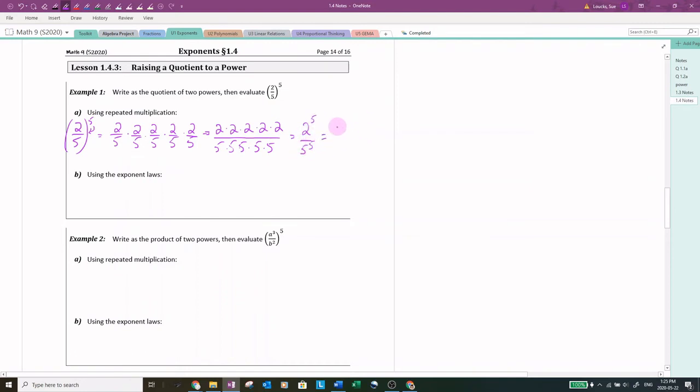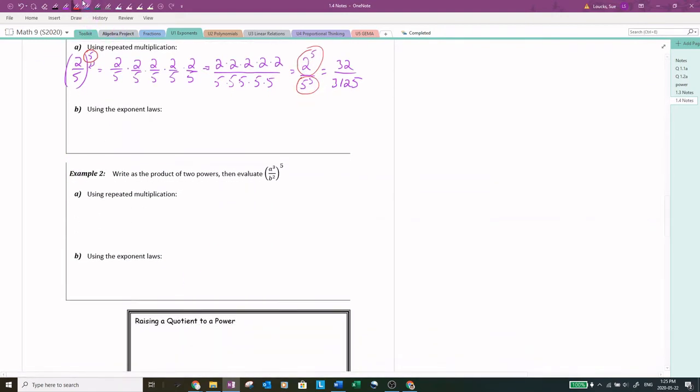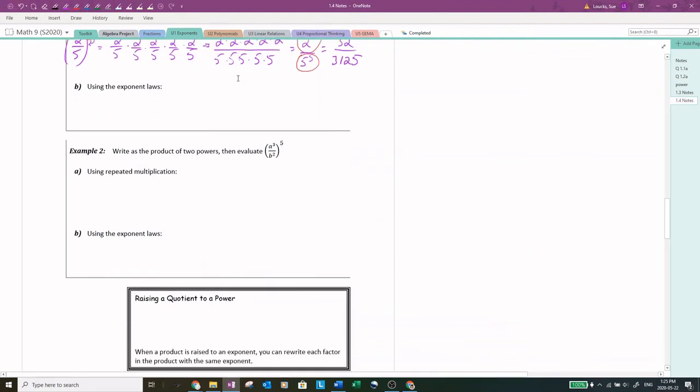And then to evaluate it, that's 32 over 3125. And that will not reduce because there's no common factors between the top and the bottom. Using the exponent laws, I hope you noticed that the exponent 5 just got applied to the top, the numerator, and the denominator.